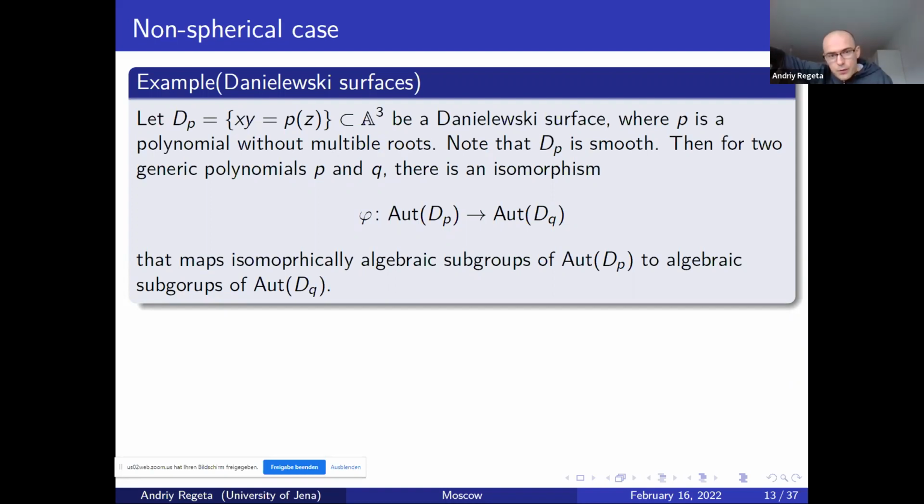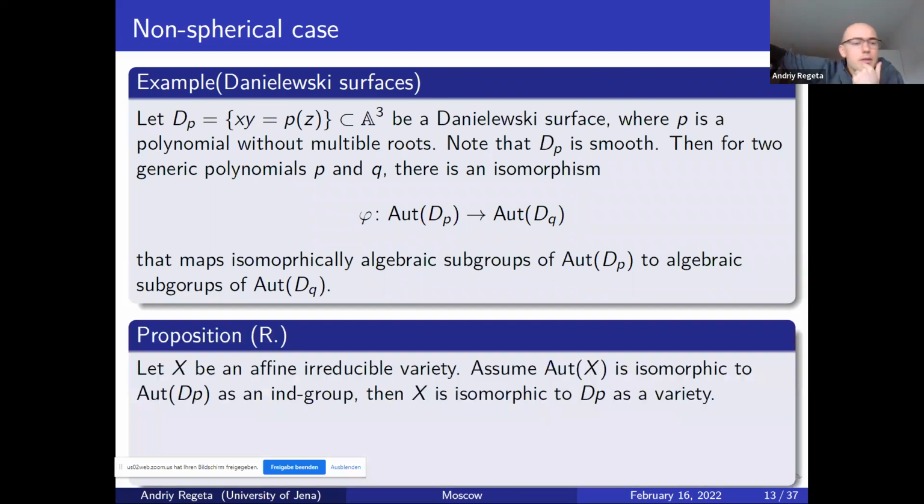Moreover, the restriction of phi to each algebraic subgroup in Aut(dP) induces an isomorphism of algebraic groups. So this phi is an abstract isomorphism that preserves algebraic subgroups. You see, the statement we had for spherical varieties fails if we go to Danilevsky surfaces.